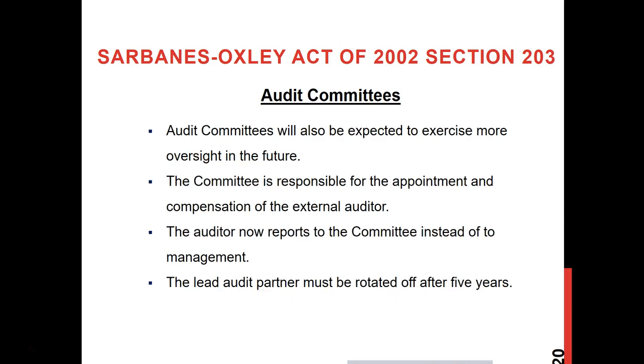SOX also requires that public firms should have an audit committee, and the main goal of the audit committee is to resolve conflict between the auditor and management. The audit committee will also be expected to exercise more oversight in the future. The committee is responsible for the appointment and the compensation of the external auditor, and after this SOX Act, auditors need to report to the audit committee on their boards, not to the management. The Sarbanes-Oxley Act also requires that the lead audit partner must be rotated off after 5 years.